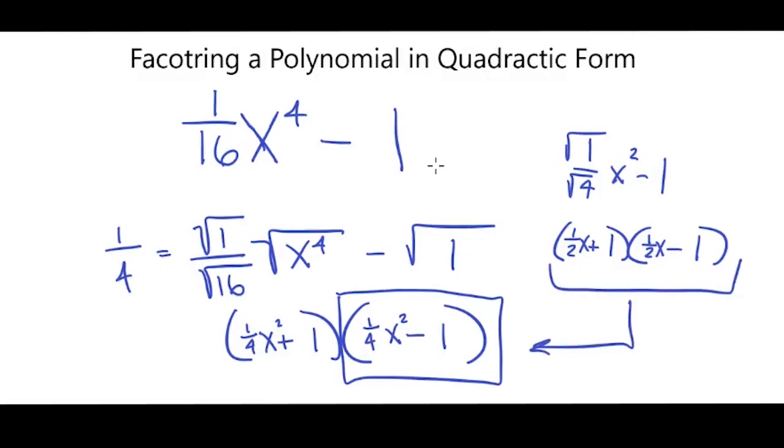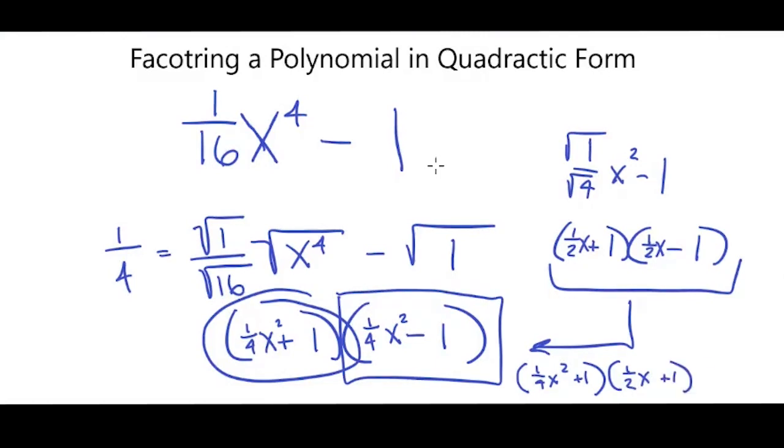So remember that this is equal to this. So that means that the full answer also includes the 1/4 x squared plus 1. So that means my final answer is 1/4 x squared plus 1 times 1/2 x plus 1 times 1/2 x minus 1. And that's how you factor a polynomial in quadratic form.